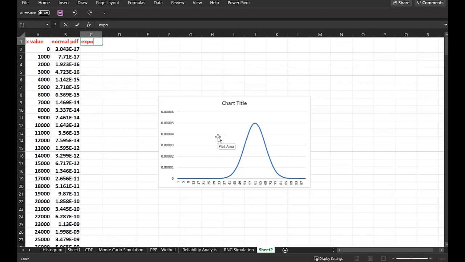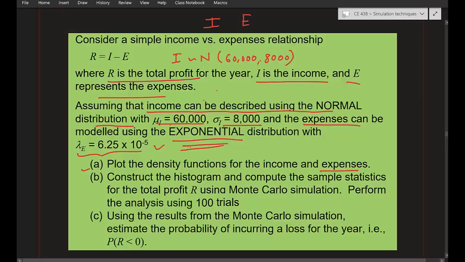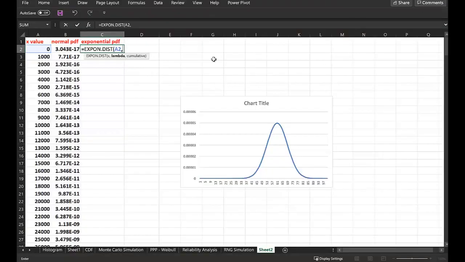So let's say exponential PDF. To calculate the exponential PDF, once again we will put this function, exponential distribution EXPON.DIST, and then press the tab key, and then it is asking me the x value and the corresponding lambda. So if you remember, in this case we know lambda is given as 6.25 into 10 to the power minus 5.